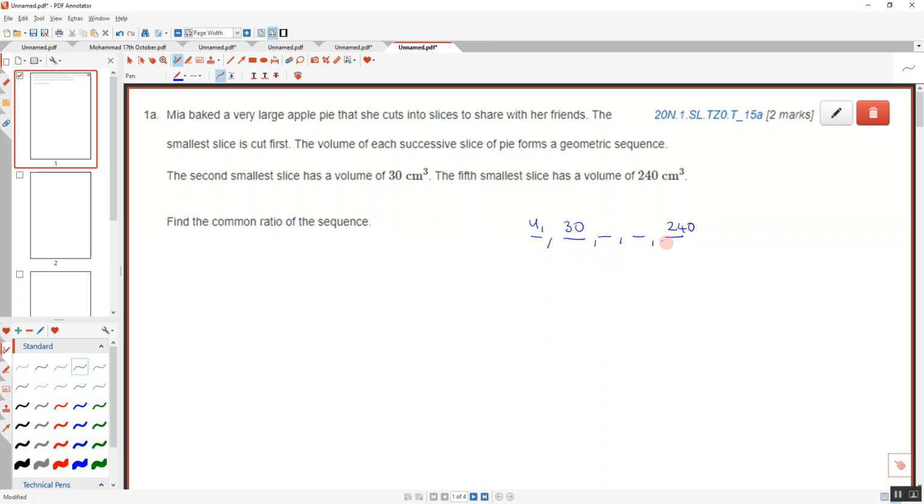All right, well, this is U1, U2, U3, U4, U5. So U5, which is 240, is going to equal U2 multiplied by R multiplied by R multiplied by R, so multiplied by R cubed. So 240 equals 30 R cubed. Divide both sides by 30, and I get 8 equals R cubed. So the common ratio is 2.